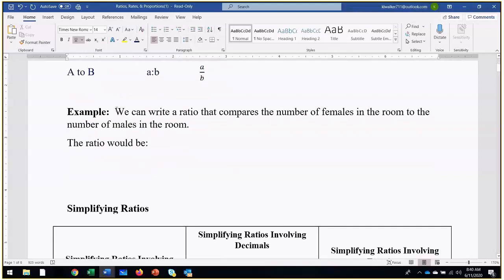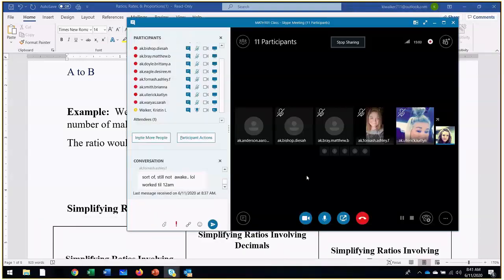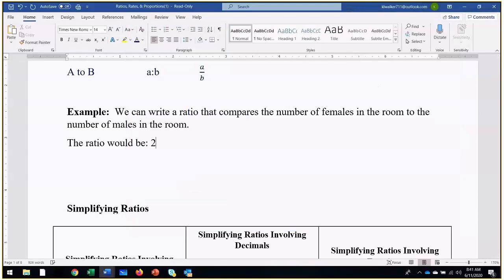So it says here, we can write a ratio that compares the number of females in the room to the number of males in the room. We're not really in a room anymore, but let's see if everybody's still on. We've got 2 males and 9 females. So it would be 2, 2, 9. In any of those ways, you could write it with the word to between it, like I said before. You can do fraction form. But if they want, let's see.